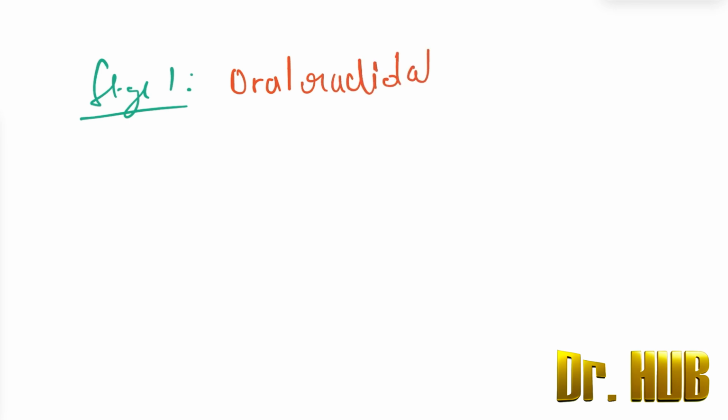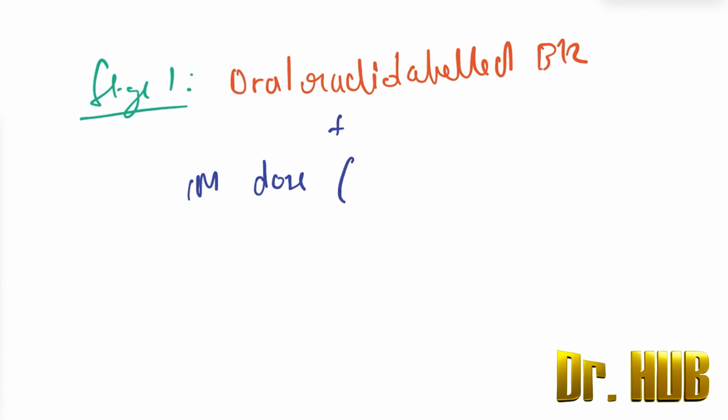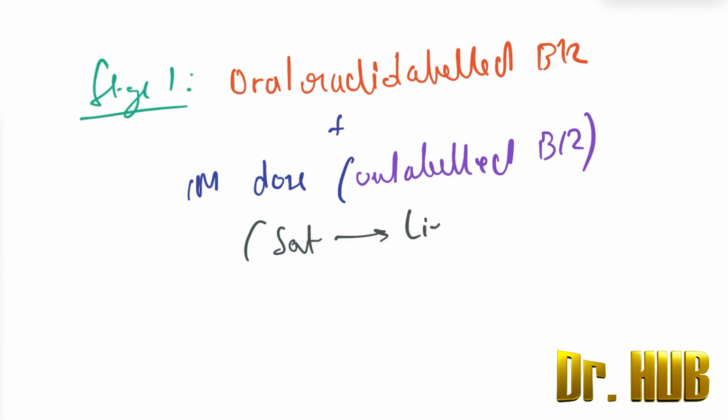In terms of the Schilling test, we first look at the stages. Stage 1 uses oral radio-labeled B12, along with an IM dose of unlabeled B12, which is to saturate the liver stores.